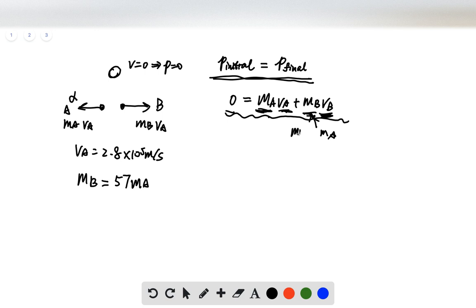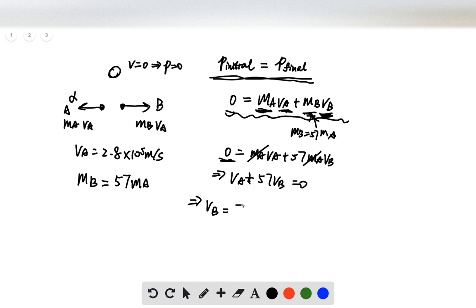MB equals 57 MA. So if we plug that in, we have MAVA plus 57 MAVB. So that's great. Now we can cancel MA. We can divide the whole thing by MA. 0 divided by MA is still 0. And these two, we just get rid of the MA. So that then gives us VA plus 57 VB equals 0. Or VB equals negative VA over 57.